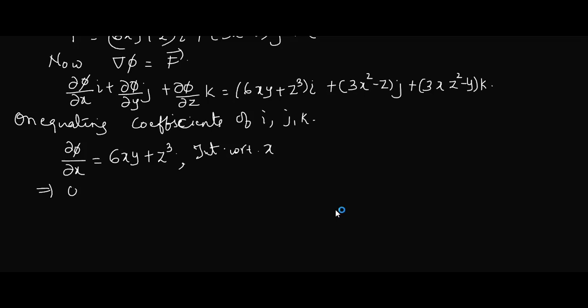3x square y plus z cube x plus f of y comma z, ma'am. Yeah, that answer is right, but I'm asking only for the LHS part. If you integrate a derivative, you will get back the function. Here, 6y is constant, right? Integrate x with respect to x, x square by 2. Now z cube is also constant, so integrating it with respect to x will give z cube x.